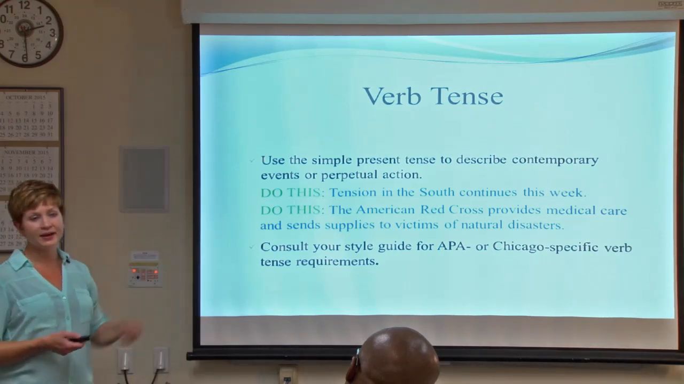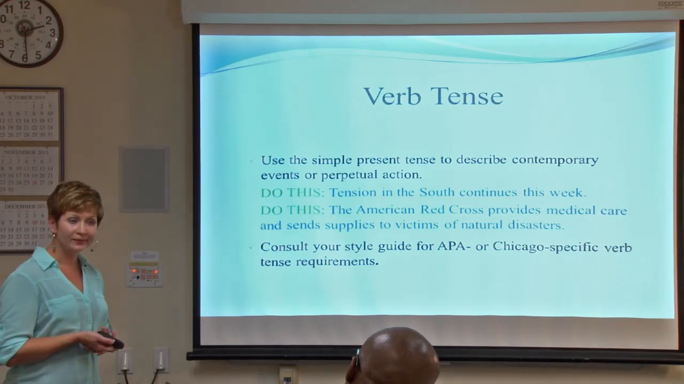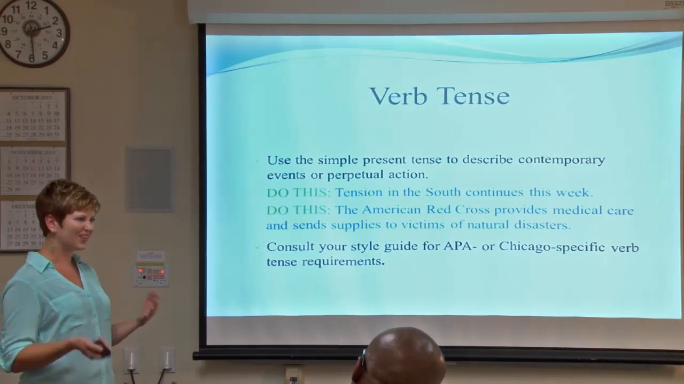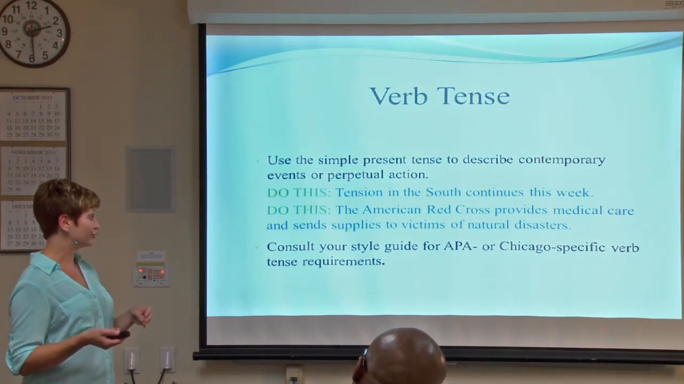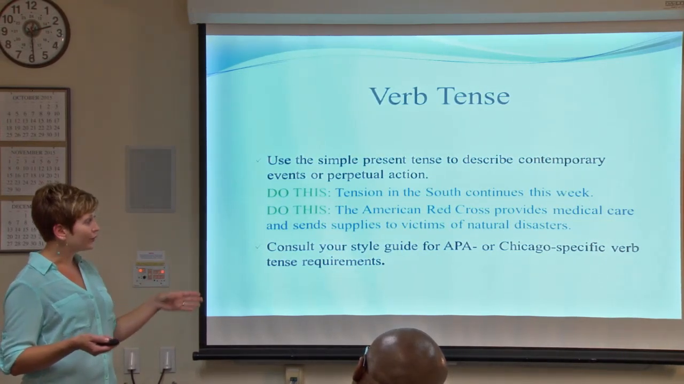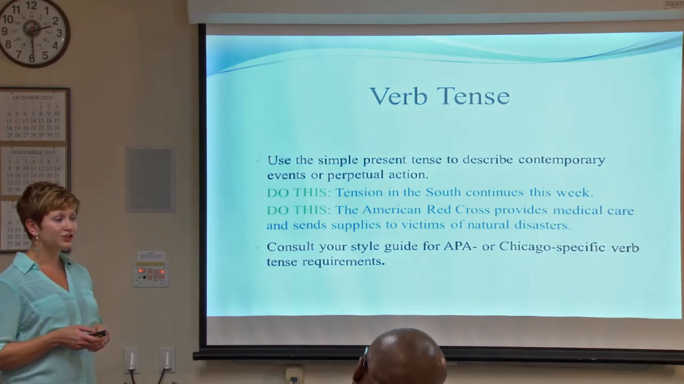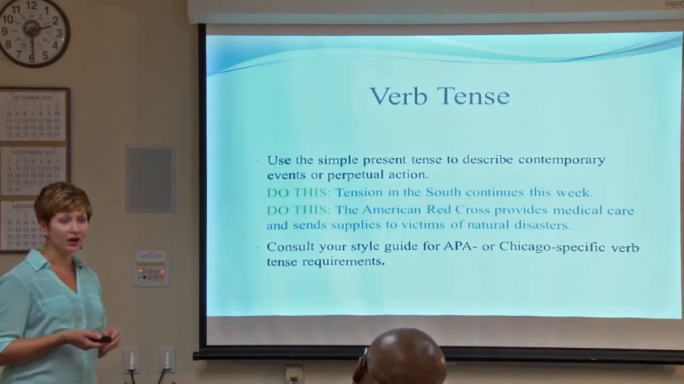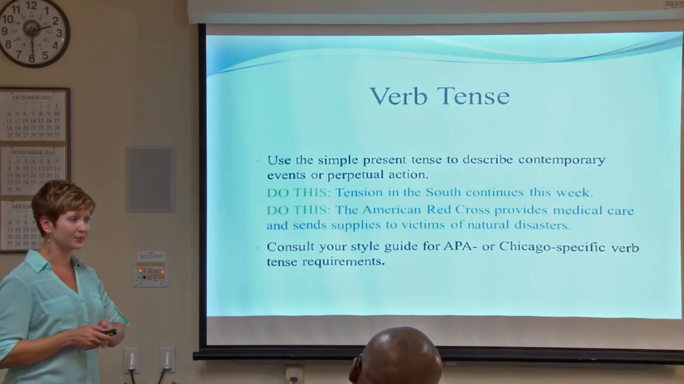And again, like I said earlier, consult your style guide. It will give you more definite instruction about verb tense. In Chicago, usually the guidelines when you're talking about literature is to talk in the present tense or the present perfect.